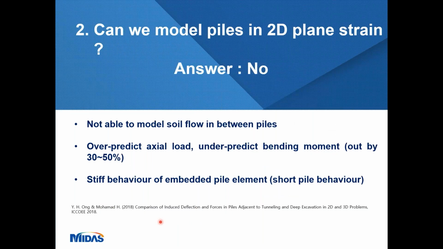Now, can we model piles in a 2D constraint model? The short answer is no. Because you are not able to model soil flows in between the piles, you will overestimate the axial load and you will underestimate the bending moment. The magnitude may be out by 30 to 50%. We found that some embedded piles show short pile behavior, that is less bending moment. The pile is very rigid, and we express this problem in this paper.